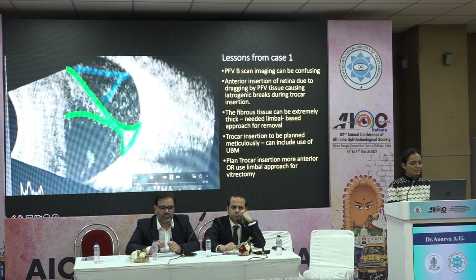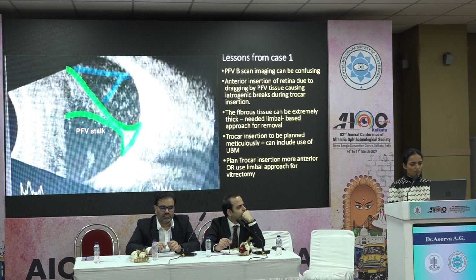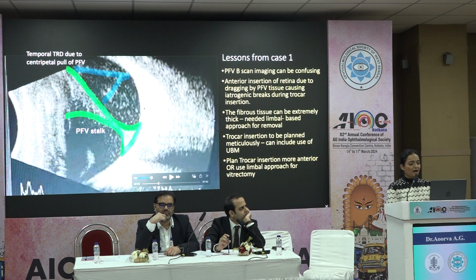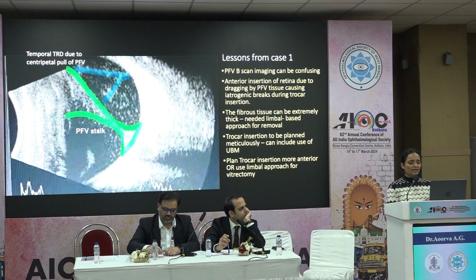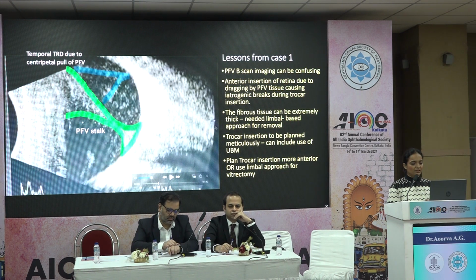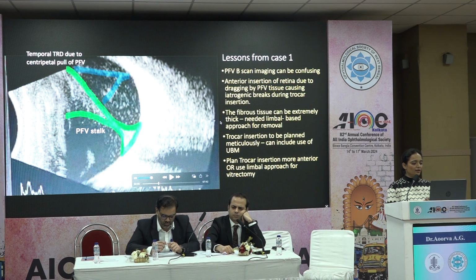So this image can be very confusing because the axial length was 21 mm, not too small. It was a unilateral leukocoria. What can happen in PFV is that it can have anterior insertion of the retina on the side of the centripetal pull of the ciliary processes. And the fibrous tissue can be extremely thick. The anterior part of the PFV can be extremely thick. And in my case, it didn't get trimmed by a cutter. A frag was tried, it didn't help. So I finally had to deliver it literally through a limbal incision.